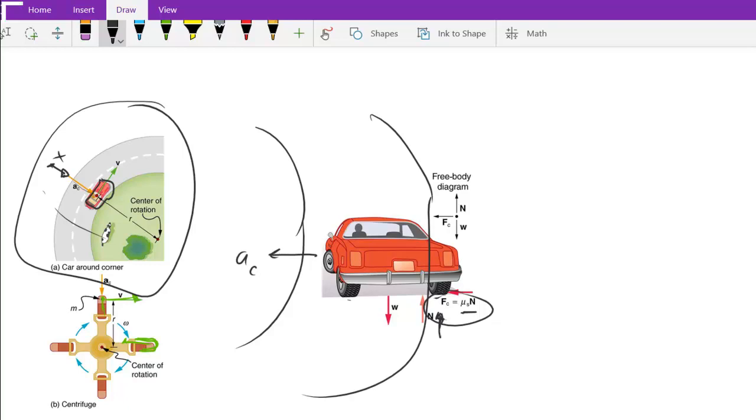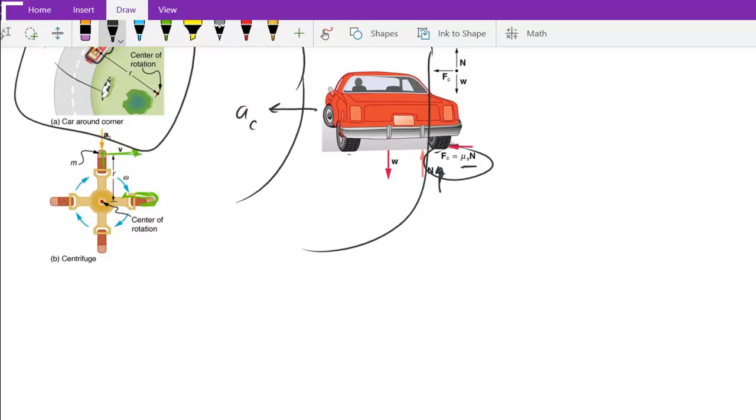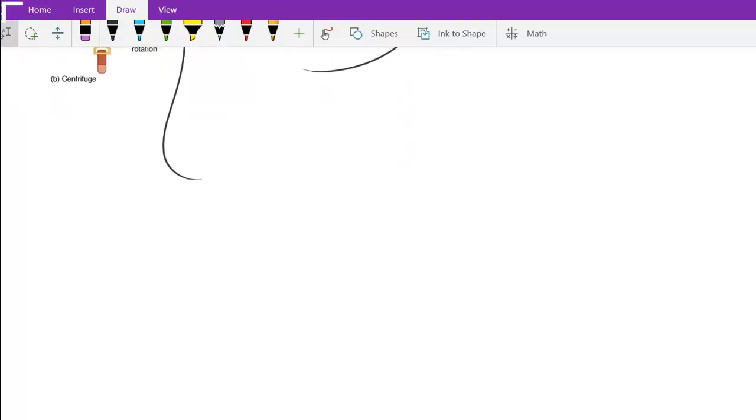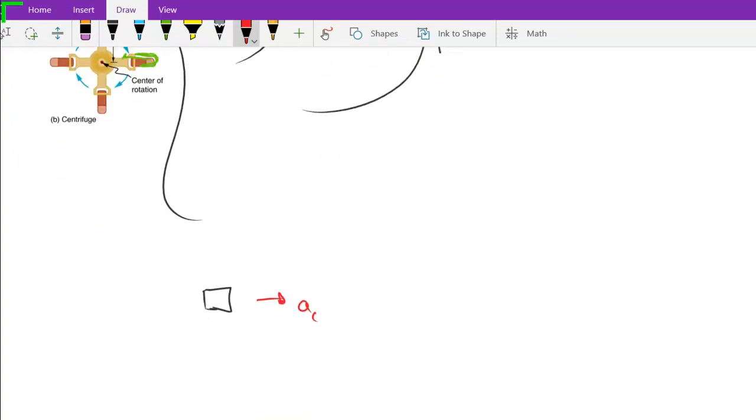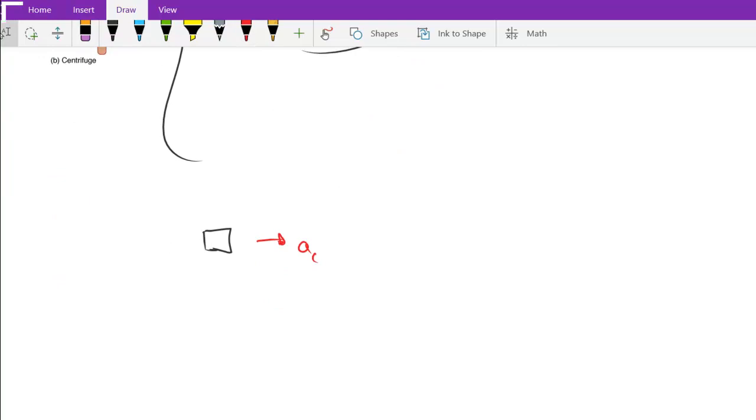My y would come straight out of the screen here, and so I have a free body diagram of this car going around the circle there, or not even a full circle, just a part of a circle. It doesn't have to be going fully in a circle, it could be just some fraction of a circle, as long as it's going through an arc. We have some centripetal acceleration. We have some weight acting down here and some normal force acting up here.